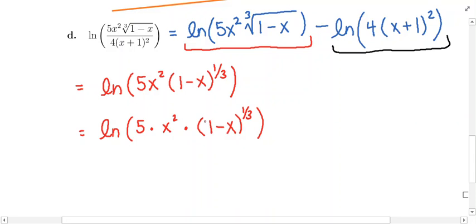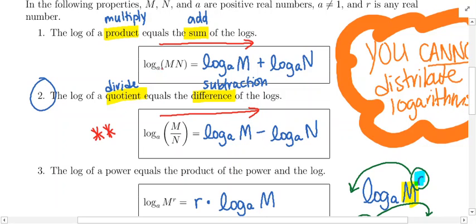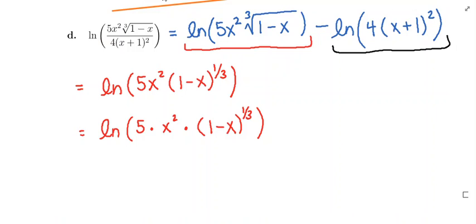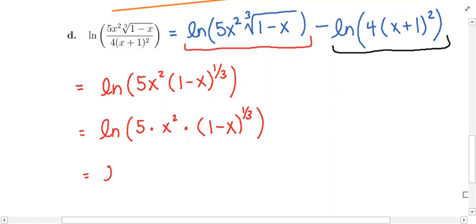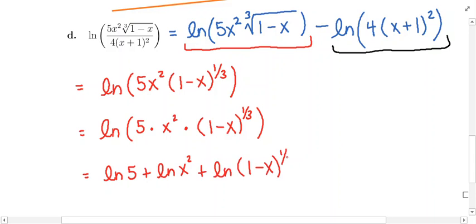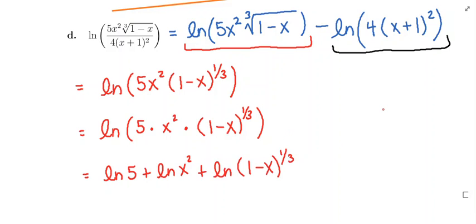So what we can do is use property 1. If you have the logarithm of something times something, it turns into more than one logarithm and you're adding. Multiplication turns into addition. So this is going to be the natural log of 5 plus the natural log of x squared plus the natural log of 1 minus x to the 1/3. So far that one red logarithm has turned into 3 different logarithms of the same base. They're all natural logs, and we've turned multiplication into addition.